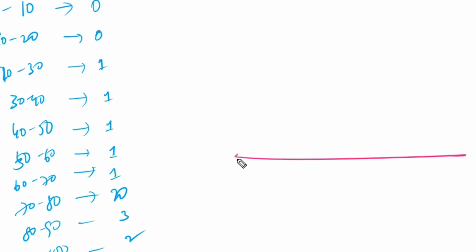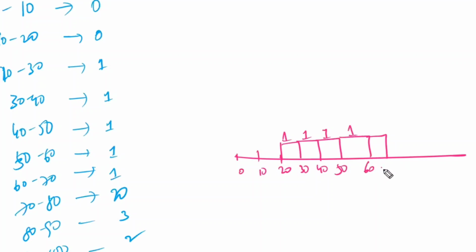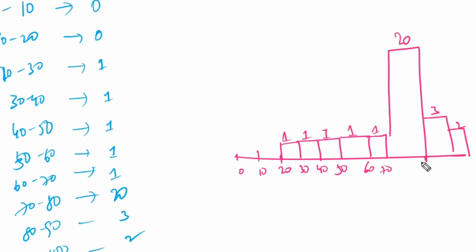From 0 to 10, no value. From 10 to 20 also no value. From 20 to 30, 1 value. 30 to 40, 1 value. 40 to 50, 1 value. And 50 to 60 also 1 value. 60 to 70 also 1 value. And suddenly you have 20, and this one with 3 values, and the next one 2 values. 80, 90 and 100. Now you have data like this, which has very few values on the left side, so it is skewed.